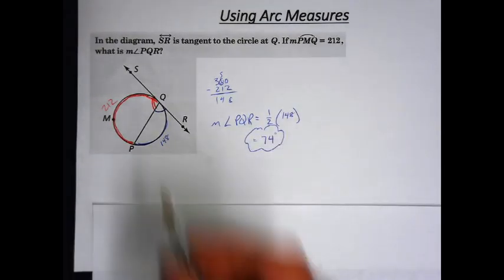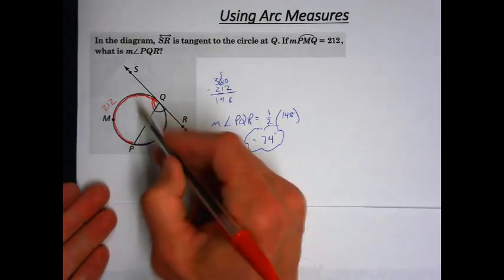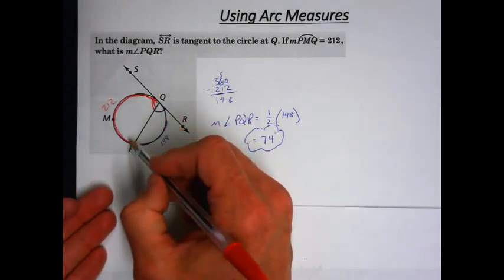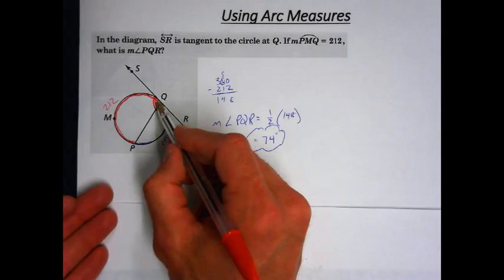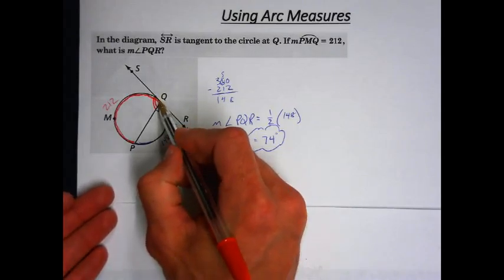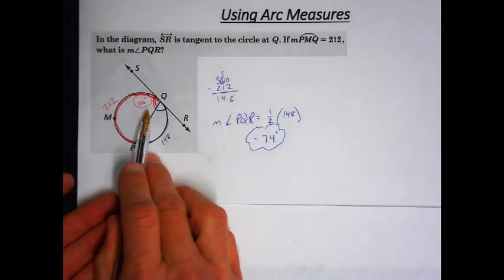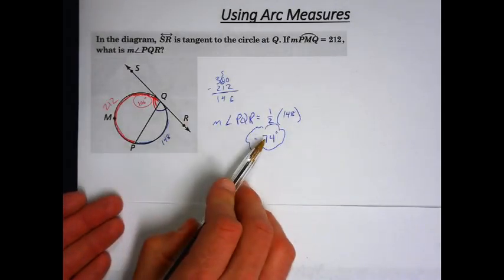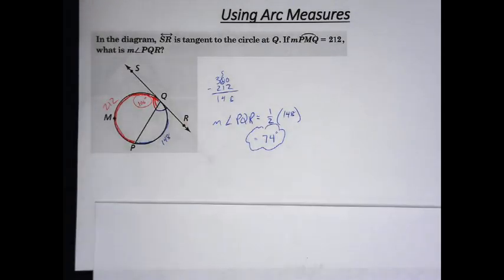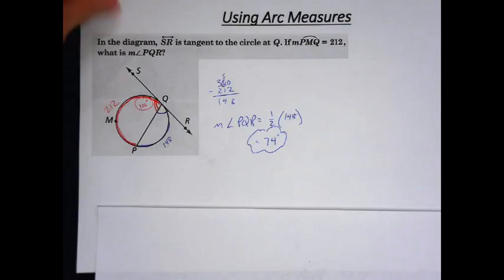Now, does that jive with the other way? Absolutely. If we look at the red angle, 212 is the arc, so angle PQS is half the arc, which is 106. That makes a linear pair with 74, so everything checks out. We can do it a couple of different ways, but really it's about seeing the angles and seeing the arcs.